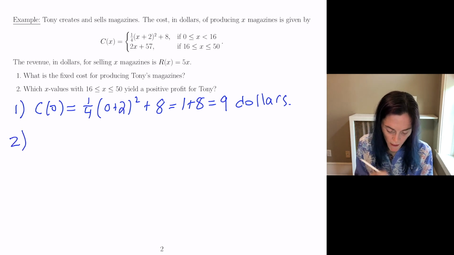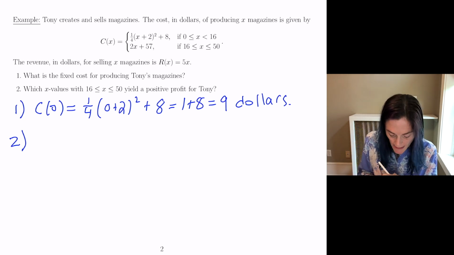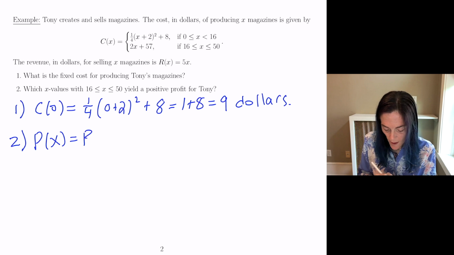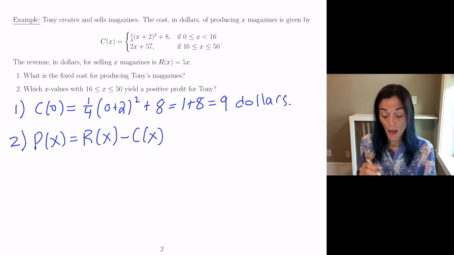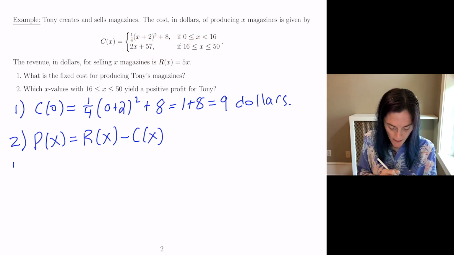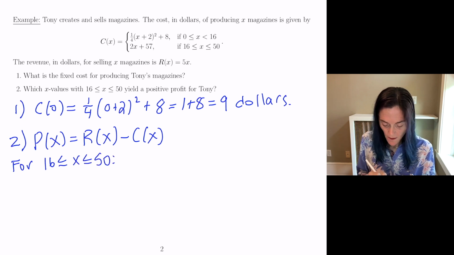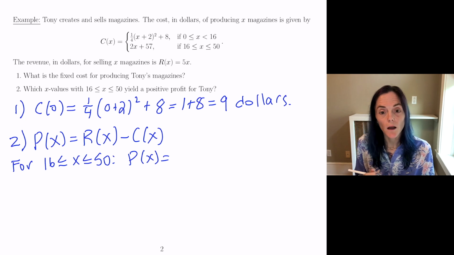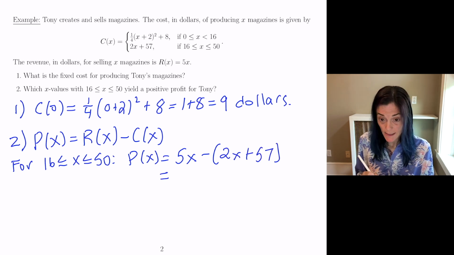Okay, second part. Which values between 16 and 50 yield a positive profit for Tony? Let's write down the profit function. Generally, it's the revenue minus the cost. Now, we have this piecewise defined cost function, but you notice we are only interested in this second interval. So for 16 less than or equal to x less than or equal to 50, the profit function is as follows. Well, the revenue is 5x. We subtract off the cost, 2x plus 57. We get 3x minus 57.